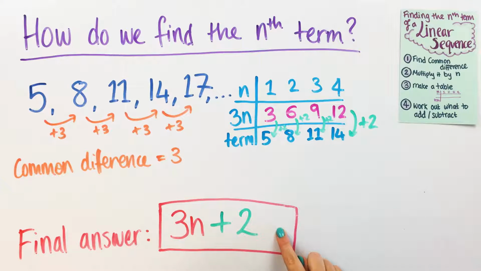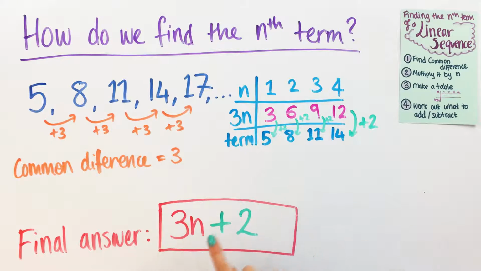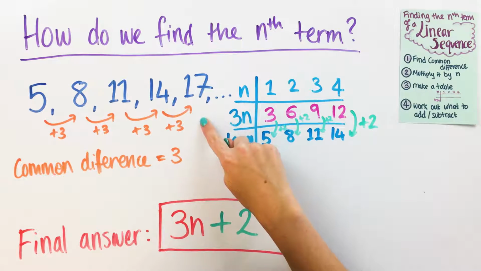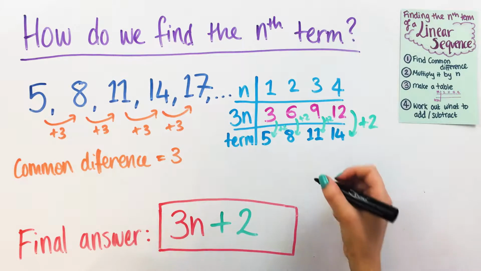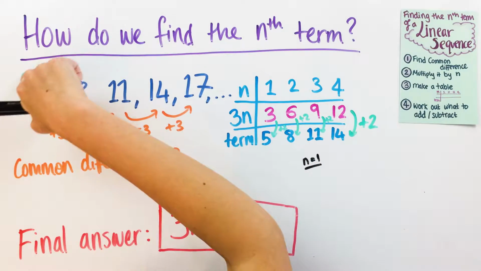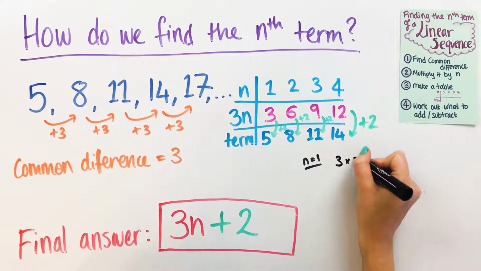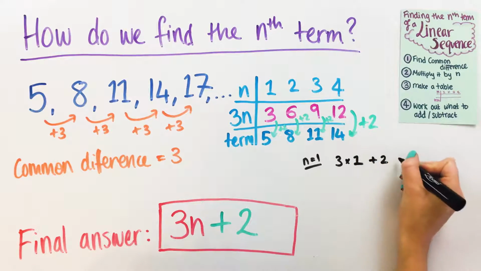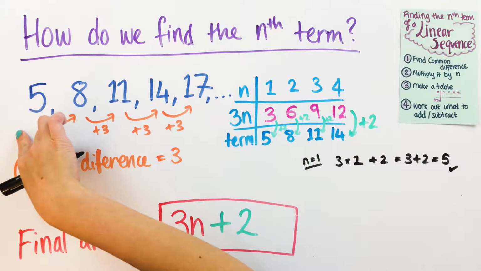Now, once you've got an answer, it's a really good idea to check that your final answer makes sense. As this is a formula that gives us all the terms in the sequence, if we substitute in n equals 1, 2, 3, 4 and 5, we should get these numbers here. So let's check this makes sense using a couple of n values we know the answer to. So if we try substituting in n equals 1, if this is the correct formula, we know that this should give us 5. So substituting in n equals 1, we get 3 times 1 plus 2, which equals 3 plus 2, which equals 5, which is what we wanted.